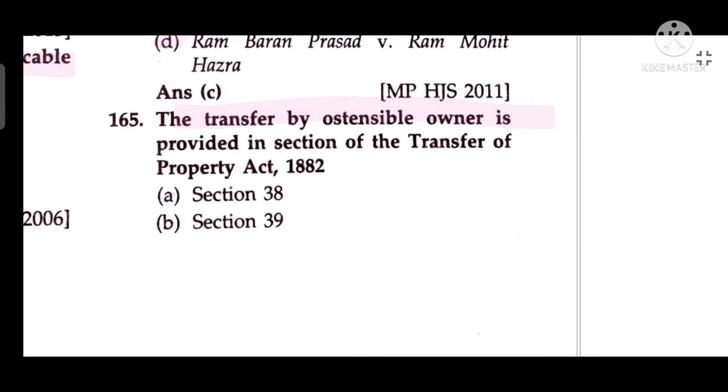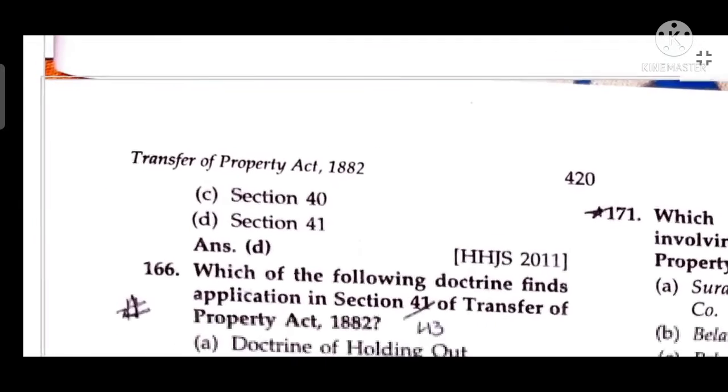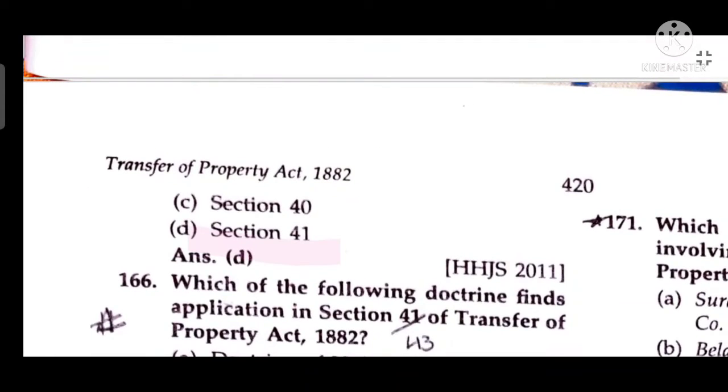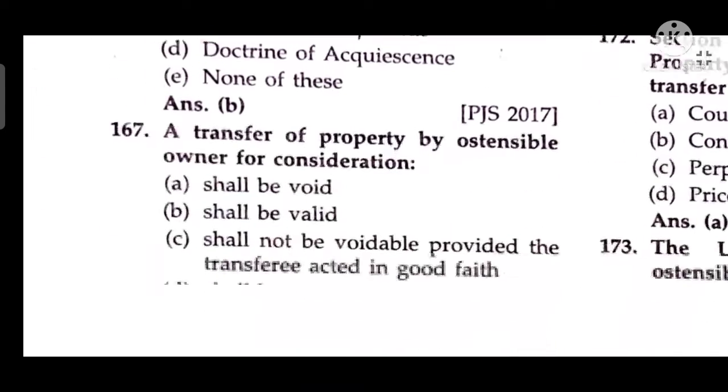The transfer by an ostensible owner is provided in which section of the Transfer of Property Act 1882? Section 41. Which one of the following doctrines finds application in Section 43 of the Transfer of Property Act? Doctrine of feeding the grant by estoppel.